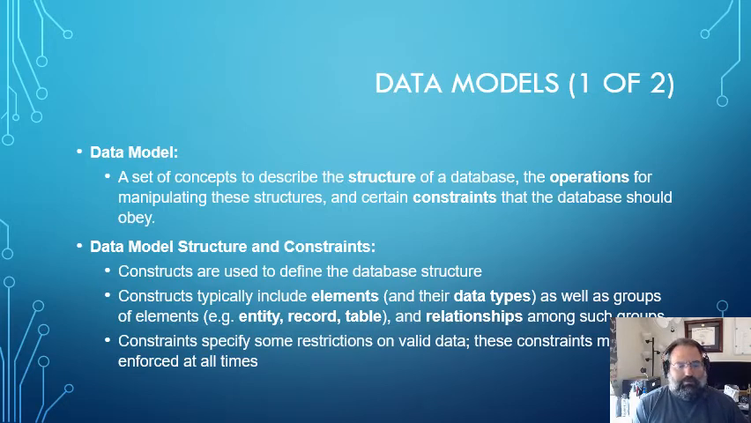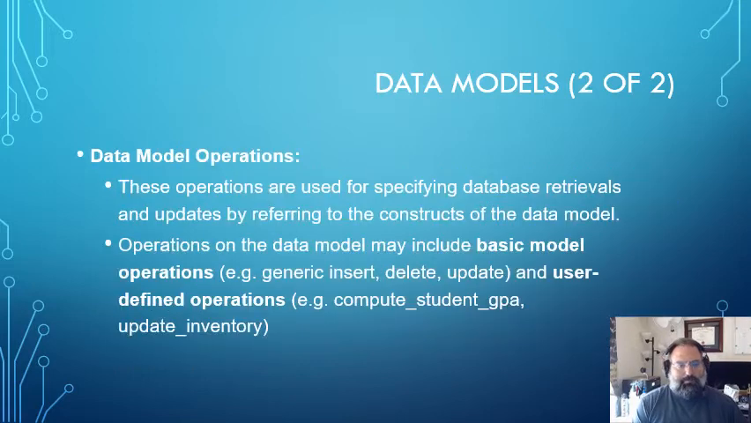Data model structures and constraints. Constructs are used to define the data structure or the database structure. Constructs typically include elements and their data type, as well as groups of elements such as entities, records, and tables, and relationships among these items. And those relationships are ways that they have interaction with each other. Constraints specify some restriction on valid data, so it's essentially what is allowed or not allowed. These constraints must be enforced at all times.